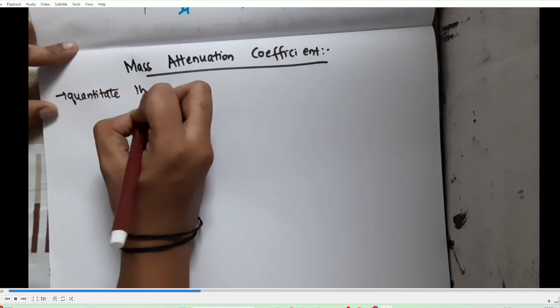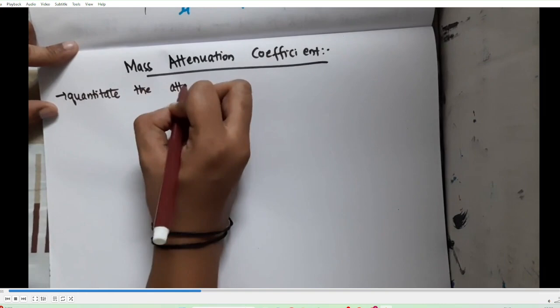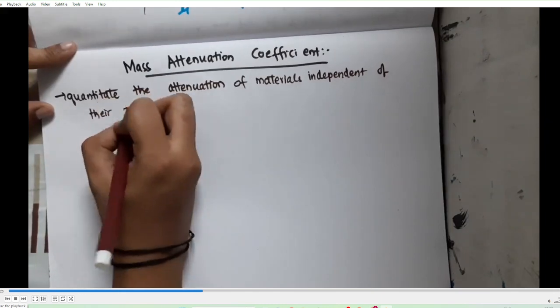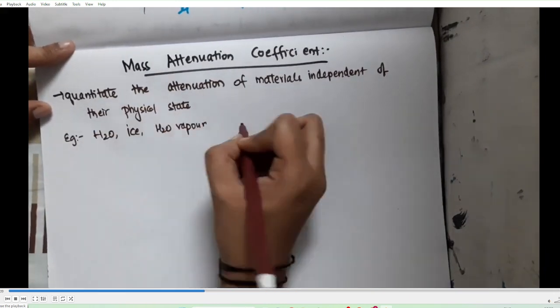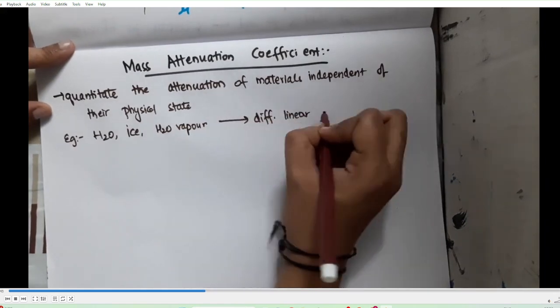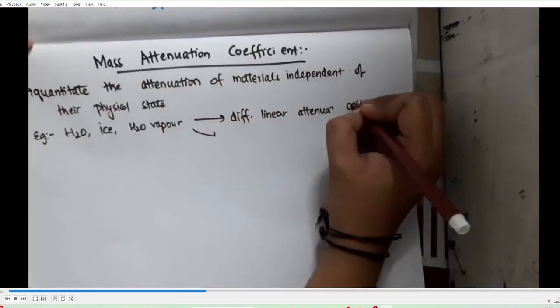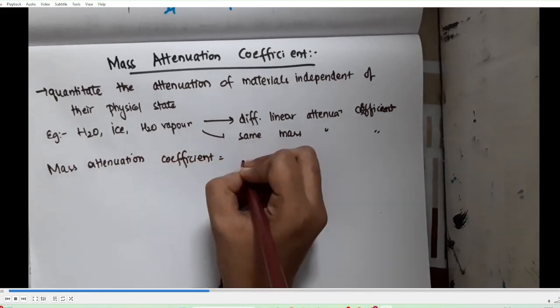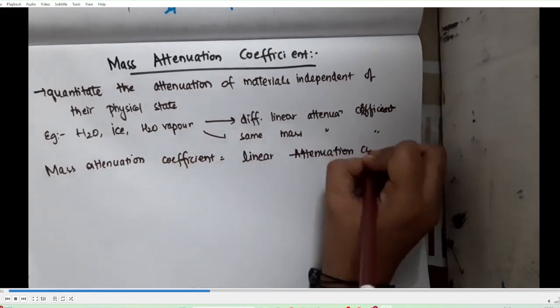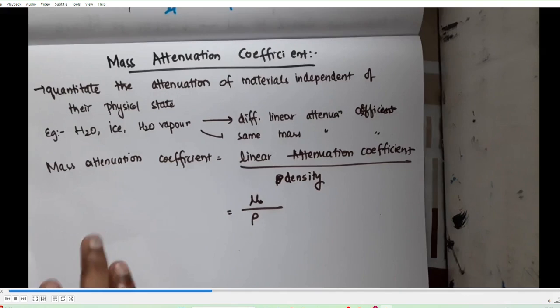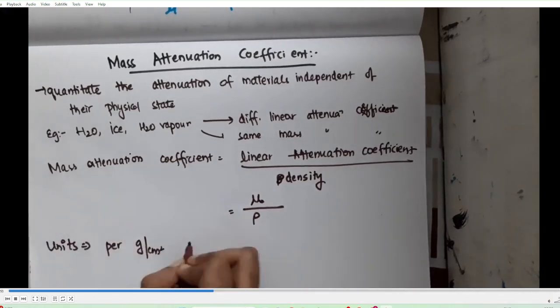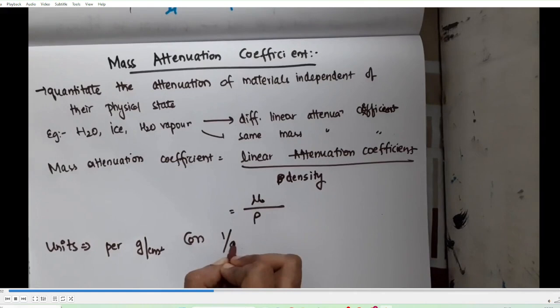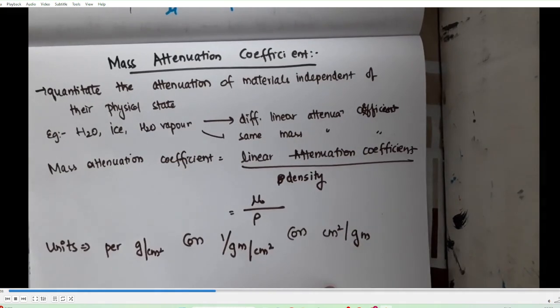The other useful attenuation coefficient in physics literature is mass attenuation coefficient. Mass attenuation coefficient is used to quantitate the attenuation of materials independent of their physical state. For example, water, ice and water vapor are the three physical states of water. All of them have different linear attenuation coefficients, but they have the same mass attenuation coefficient. Mass attenuation coefficient is obtained by dividing the linear attenuation coefficient by density and has the symbol mu by rho. The units of mass attenuation coefficient are per gram per centimeter square, or centimeter square per gram.